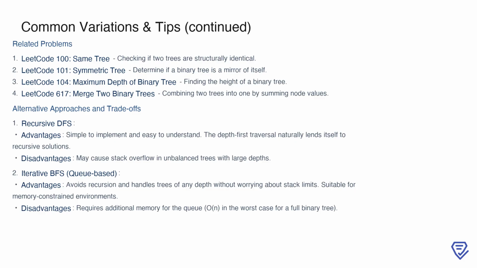Considering alternative approaches, recursive DFS is often the go-to for its simplicity and alignment with the natural structure of tree traversal. However, it has the drawback of stack overflow risks in very deep or unbalanced trees. Iterative BFS, on the other hand, avoids recursion and is safer for deep trees, though it requires extra memory for storing the queue, which in the worst case can grow to O(n) for a full binary tree.